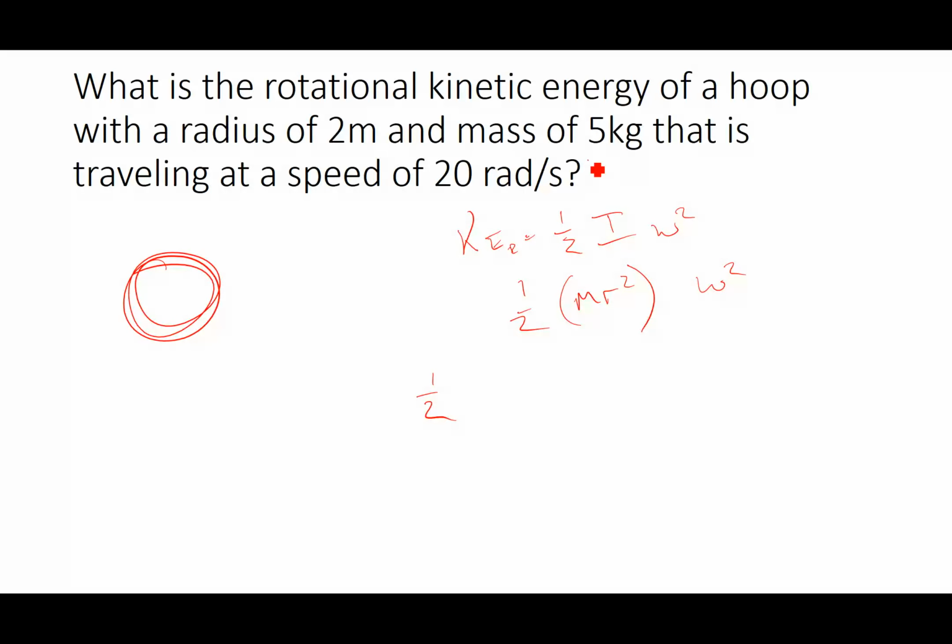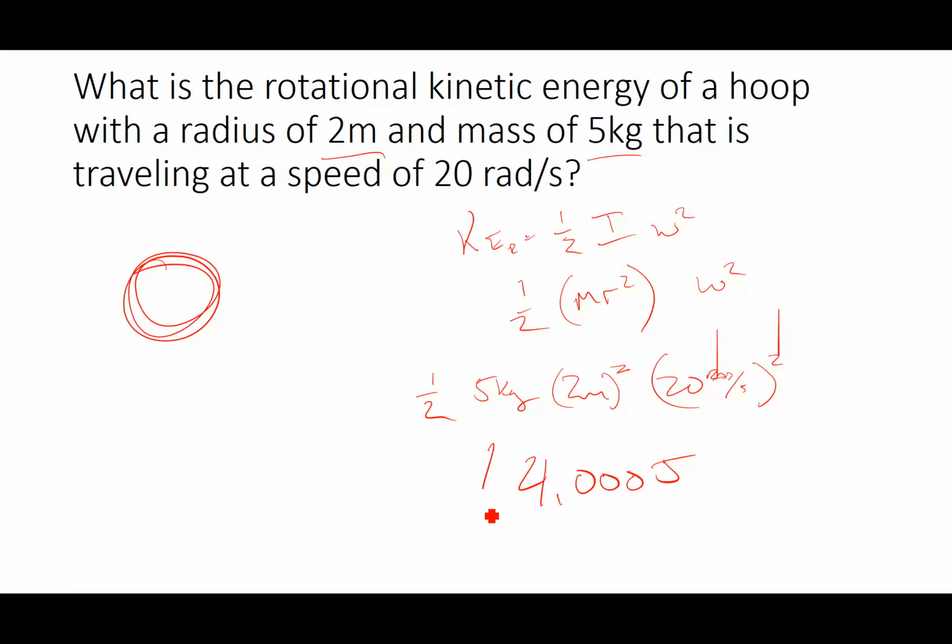1/2, mass of 5 kilograms, radius of 2 meters. Don't forget to square the radius. And 20 radians per second, and that whole thing gets squared too. So you plug in all those values, and in the end you get 4,000 joules of rotational kinetic energy.